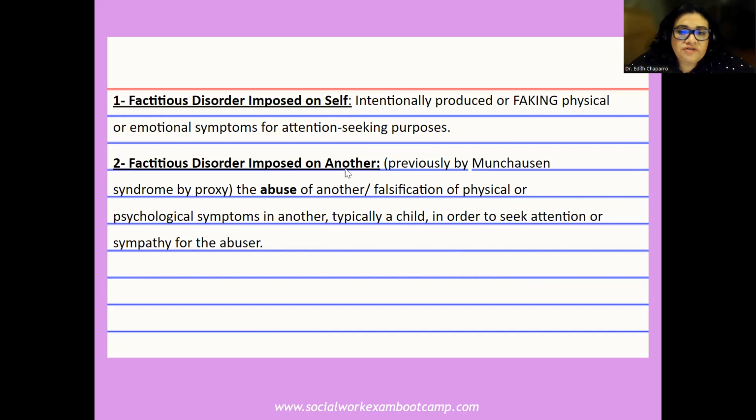So as you can see, factitious disorder is all about seeking attention, whether it be on yourself, like you're faking an illness, or the person's doing it on someone else, and it's usually a child.